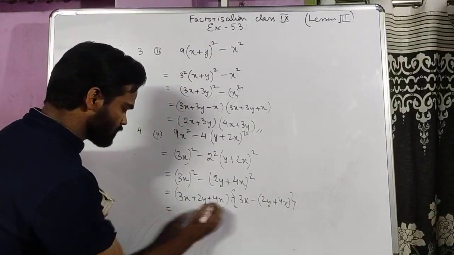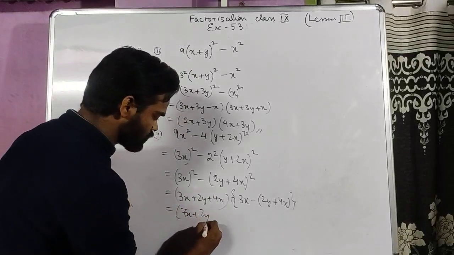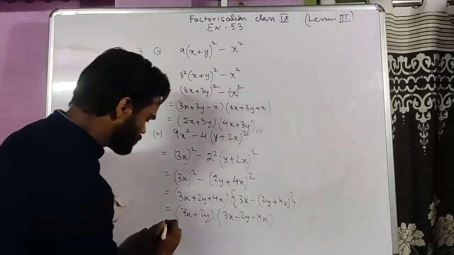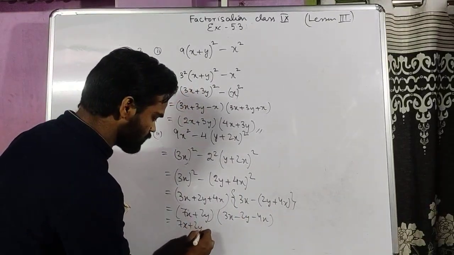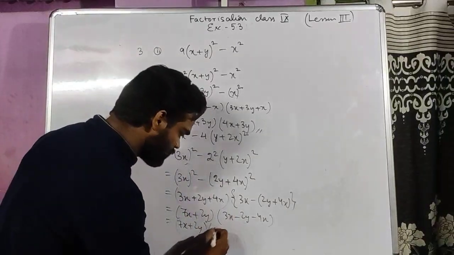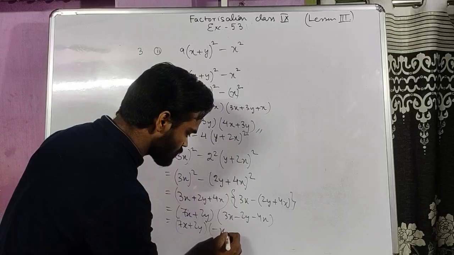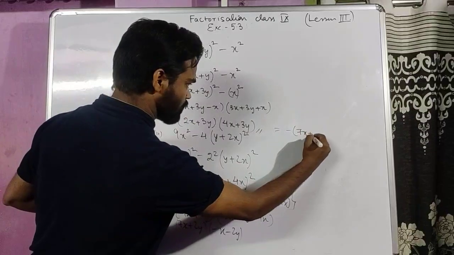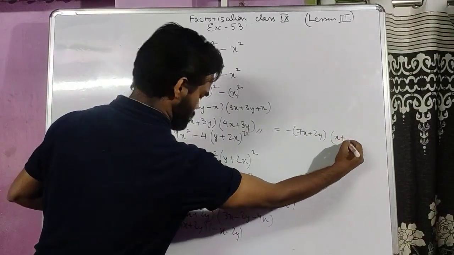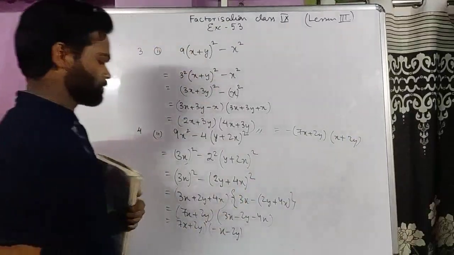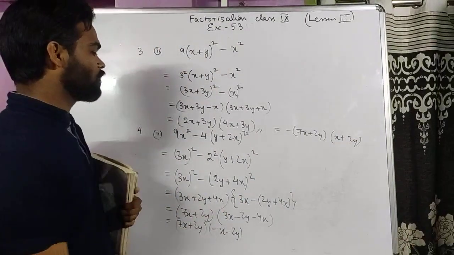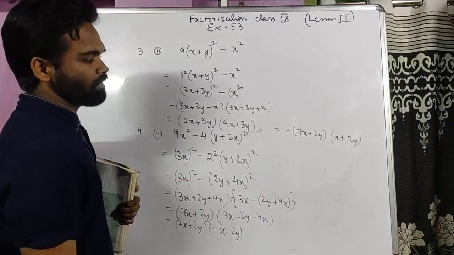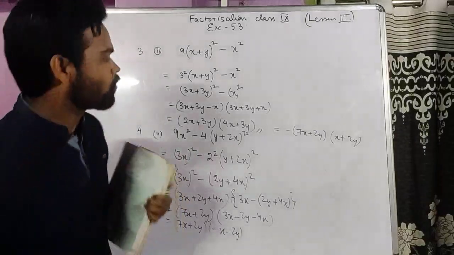Now open the bracket. So this is 7x plus 2y, and this, when you open the bracket, the sign changes. So this is 7x plus 2y multiplied by minus x minus 2y, which can be written as minus 7x plus 2y times x plus 2y. So 9x square minus 4 times y plus 2x whole square, when factorized, gives us minus 7x plus 2y bracket x plus 2y.